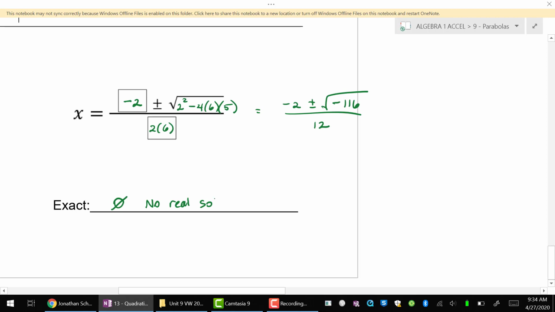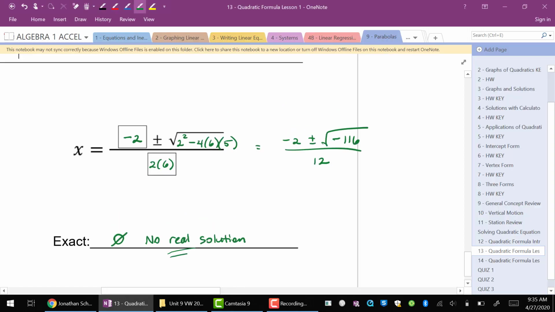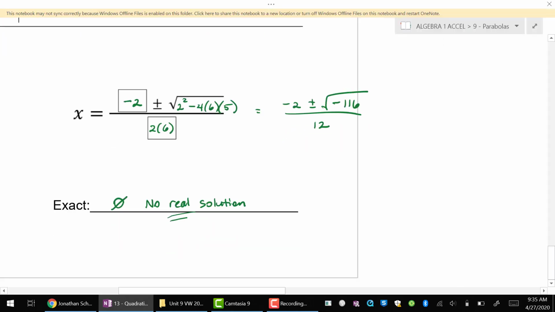No real solution, because we are staying in the real number system for algebra 1 right now. And the reason that we know that is because this discriminant value, the number in that radical, ends up being negative. Remember, whenever b squared minus 4ac is negative, in this case, negative 116 is less than 0. Whenever that happens, then we have no solutions or no x-intercepts on that parabola.